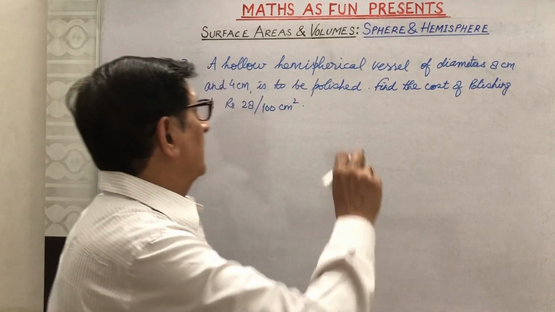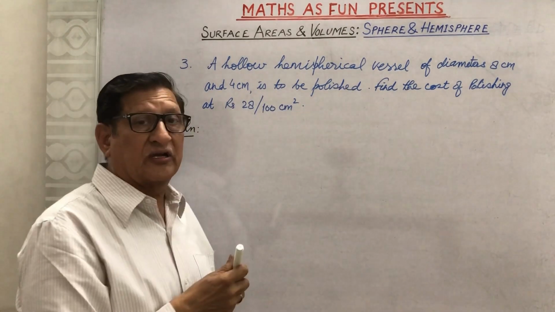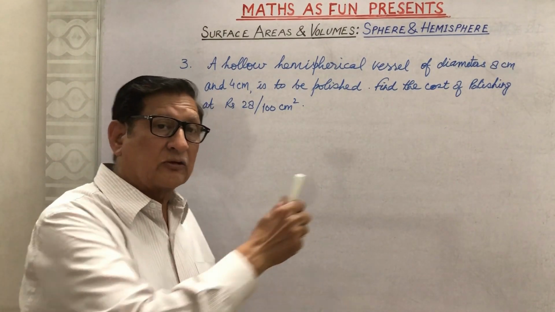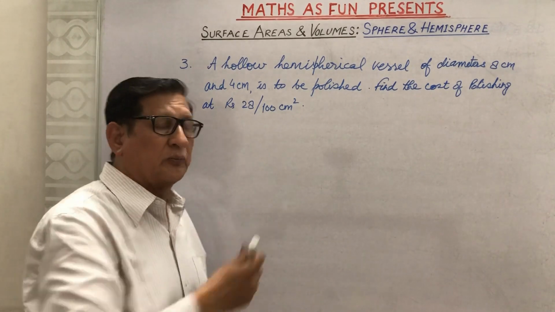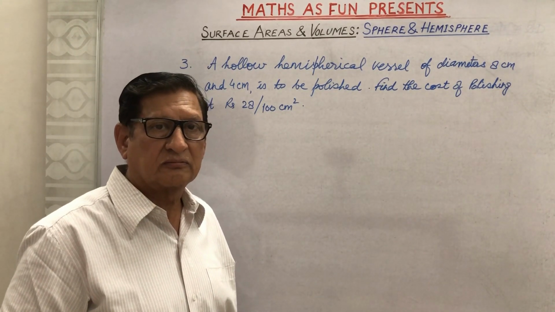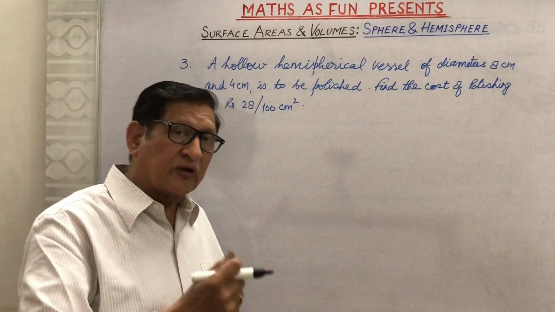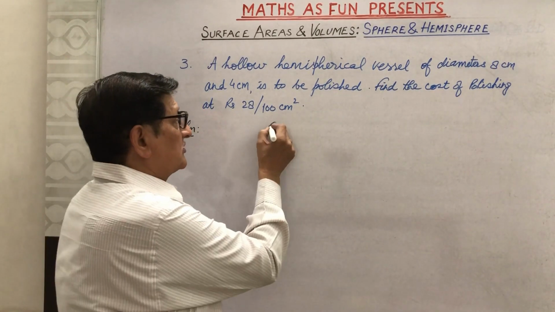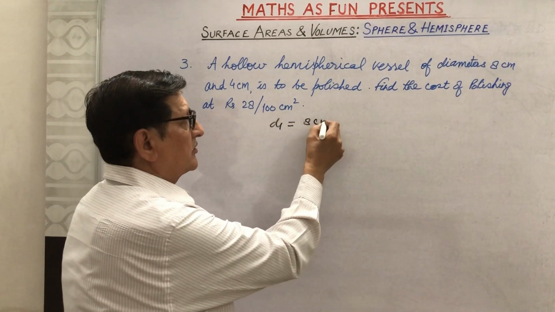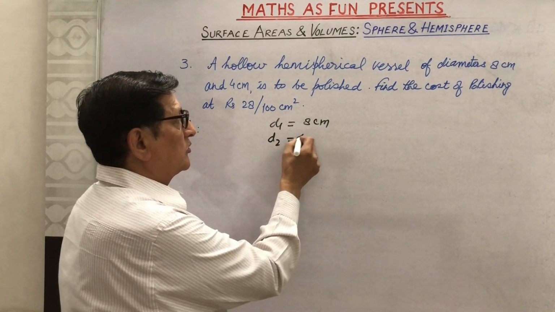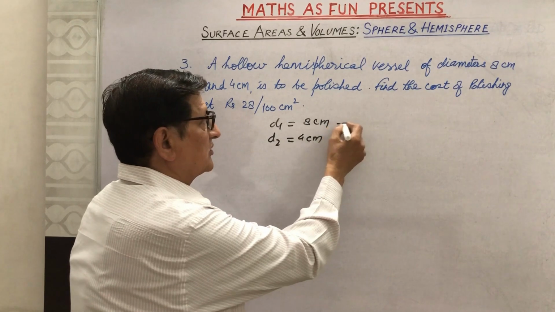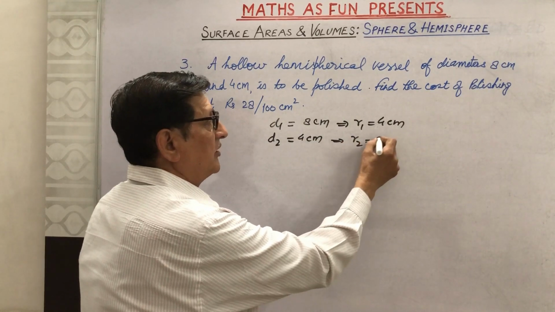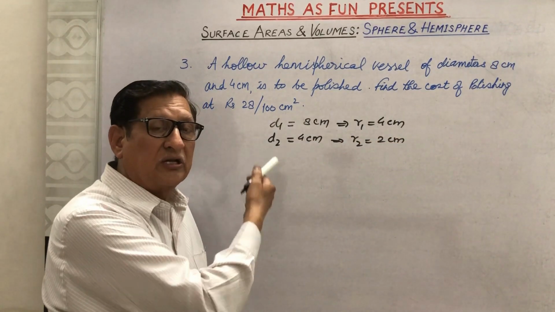The next example we have is: a hollow hemispherical vessel of diameters 8 centimeter and 4 centimeter is to be polished. Find the cost of polishing it at rupees 28 per 100 centimeter square. What we have to do? We have to find the surface area which we have to polish. Here it is given that the external diameter D1 is 8 centimeter and internal diameter D2 is 4 centimeter. It means the outer radius R1 will be 4 centimeter and the inner radius R2 will be 2 centimeter, because we know radius is half of the diameter.